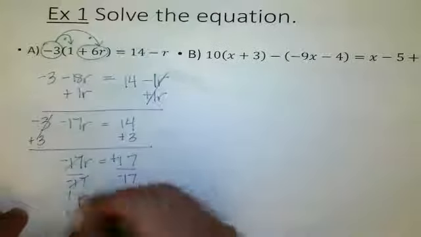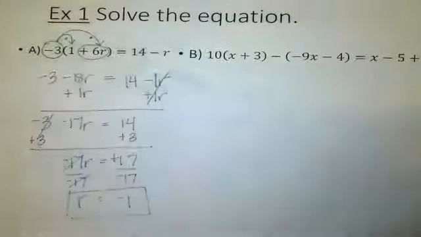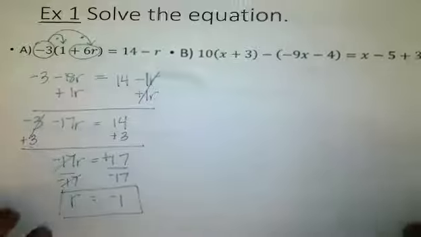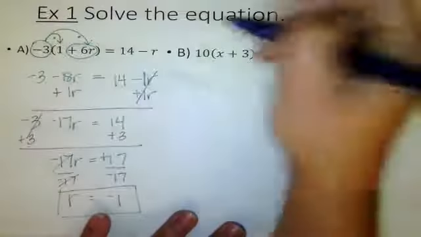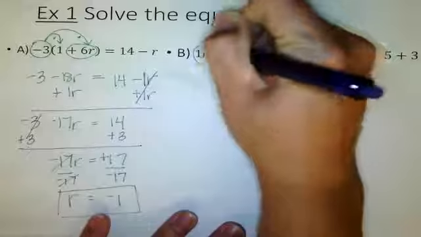Okay, good, super, excellent. Letter B, harder, a little bit more challenging. 10 times the quantity x plus 3 minus the quantity -9x minus 4 equals x minus 5 plus 3. What do you want to do first? Distribute the 10. Okay, let's distribute that 10.